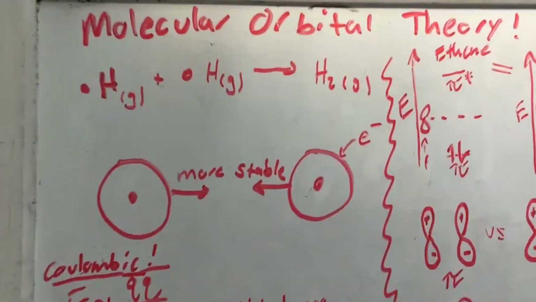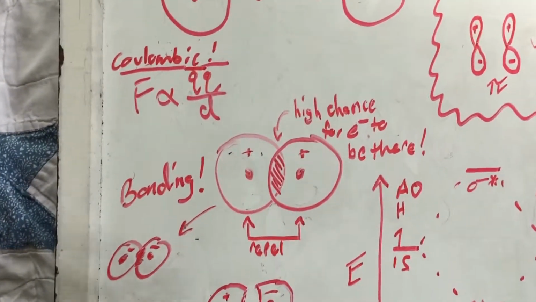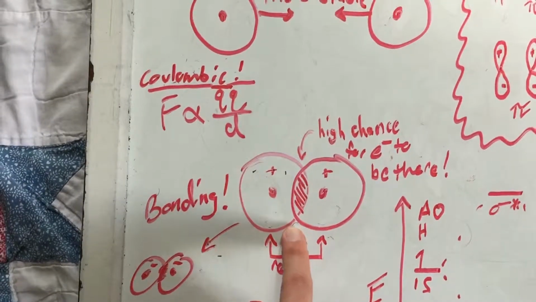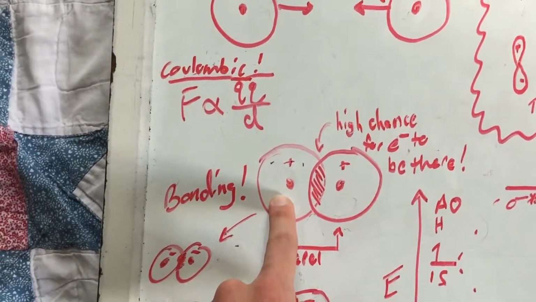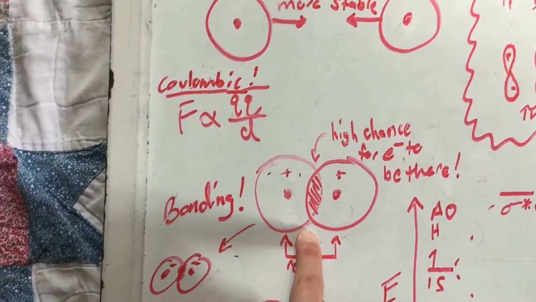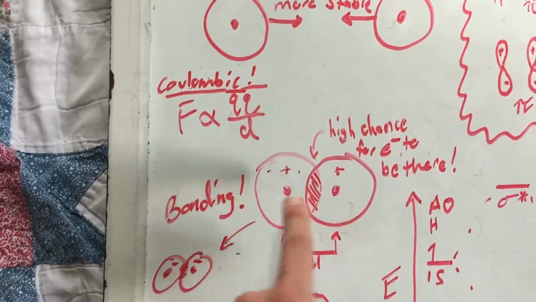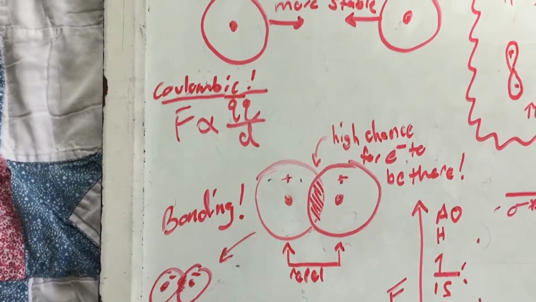So as these get closer and closer together, there's going to be a point where there is a super high chance for electrons to be found between the two nuclei, because the nuclei are attracted to the electron, but they're also repelling each other because they're both the same charge. This is where we get our idea of bonding.